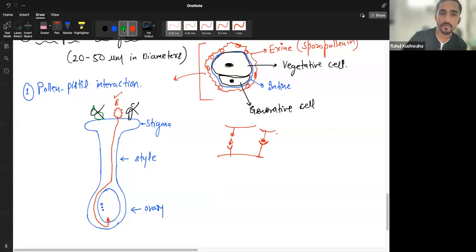And by the way, sorry, I forgot to tell you this thing. These small holes where the exine is absent are called germ pores. The germ pore is from where the pollen tubes come out. Now write down.